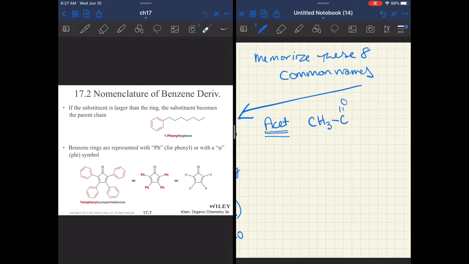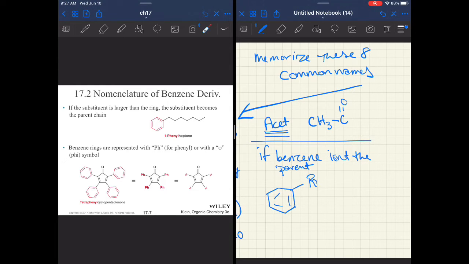Okay, now what to do if benzene isn't the parent. If it's not the longest continuous chain, or if there are other higher priority functional groups present, then a benzene ring attached to whatever the parent is would be a phenyl group.